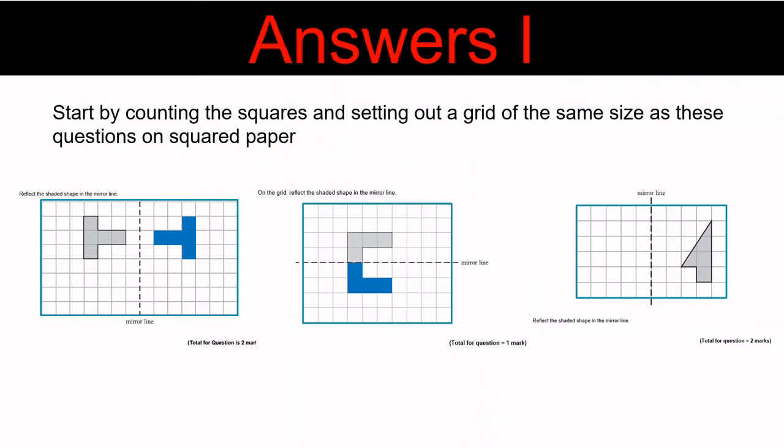And our mirror line's right there in the middle, 5 squares across from the right, 5 squares across from the left. And our reflected image was 2 squares away from the mirror line. And you can see that it's 1 square away from the left-hand side of the grid, 1 square up from the bottom of the grid, 1 square down from the top of the grid. And this point here is 4 squares away from that mirror line. This point here is 2 squares away from that mirror line.